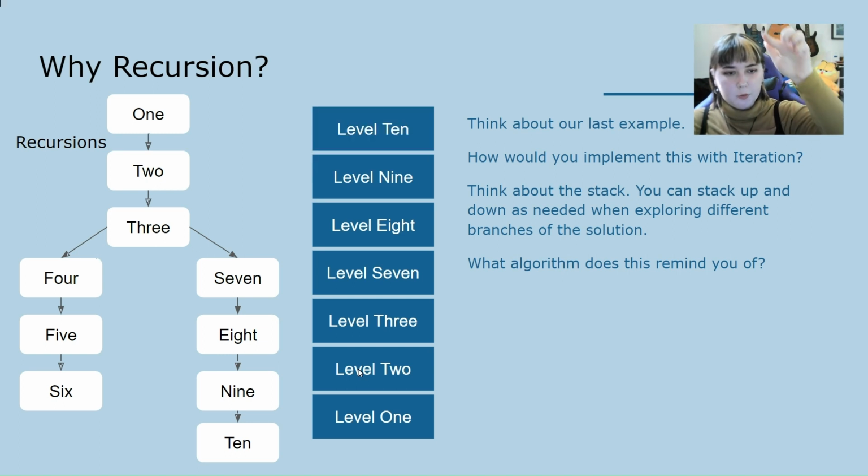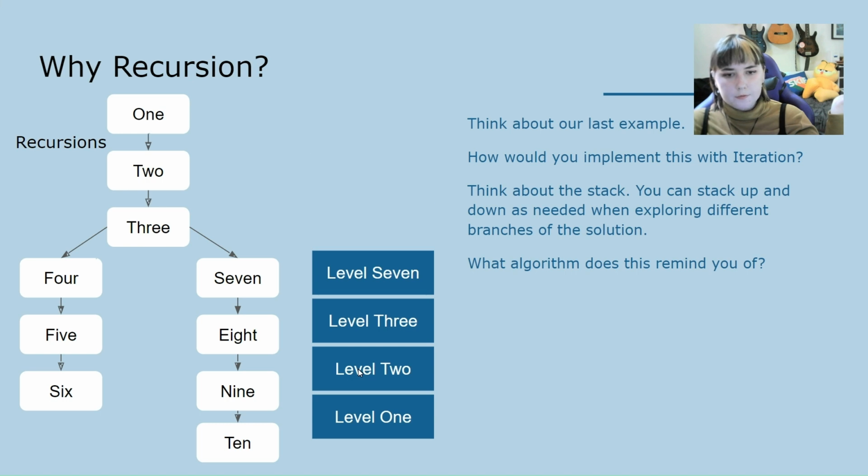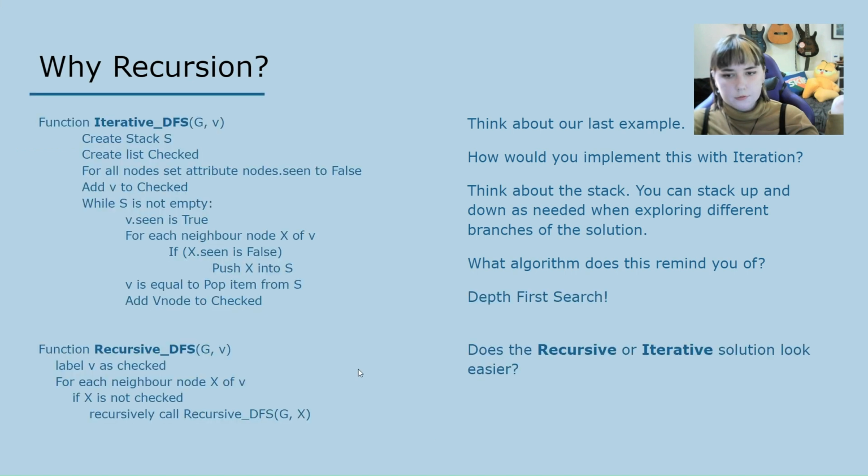So let's say I explore all the moves on this branch, and then I explore all the moves on this branch, and then I explore all the moves on this branch. What algorithm does that remind you of? Depth first search.